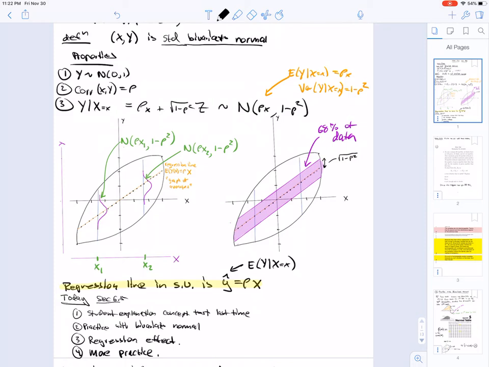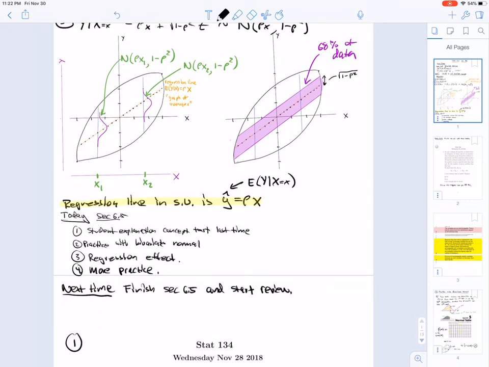So the regression line, we often write as y hat equals rho x. That's the regression line in standard units. And today we're going to look at student explanations of the concept test from last time. We're going to practice with the bivariate normal. We'll talk about the regression effect, and then we'll do some more practice. Next time on Monday, we're going to finish 6.5 and start our review.